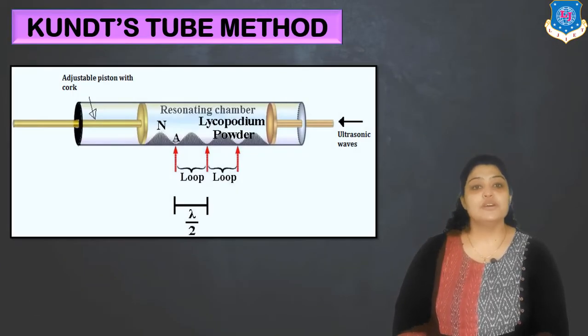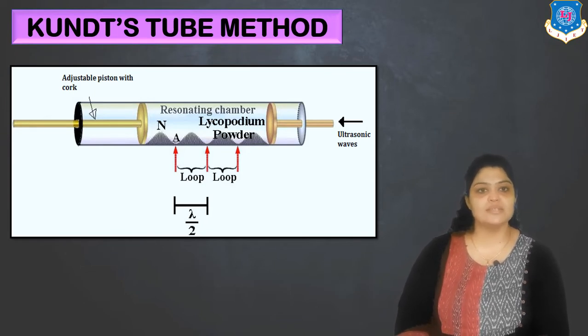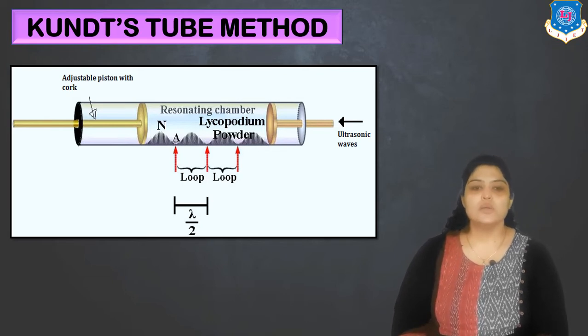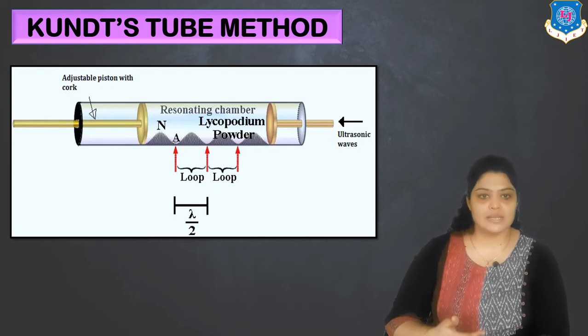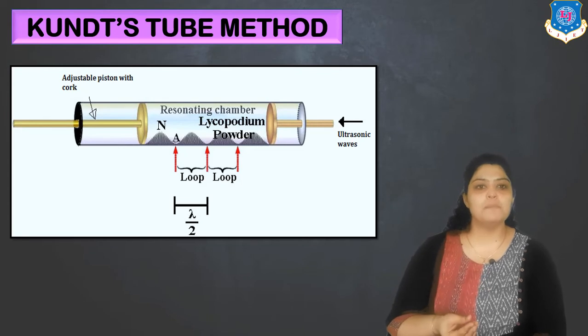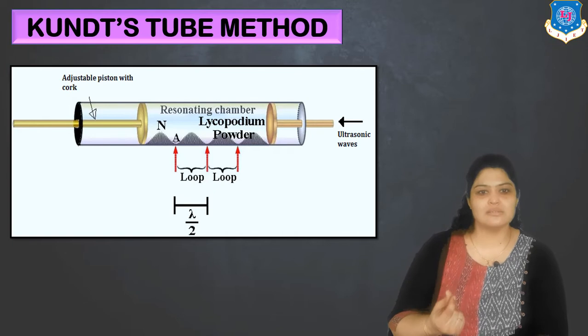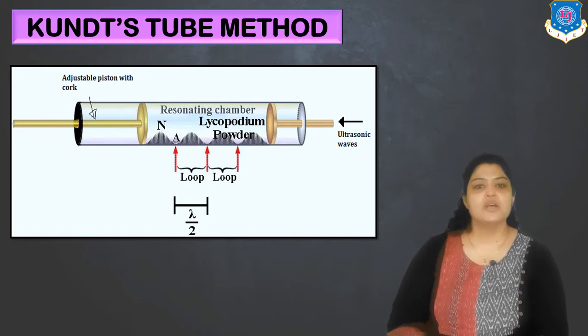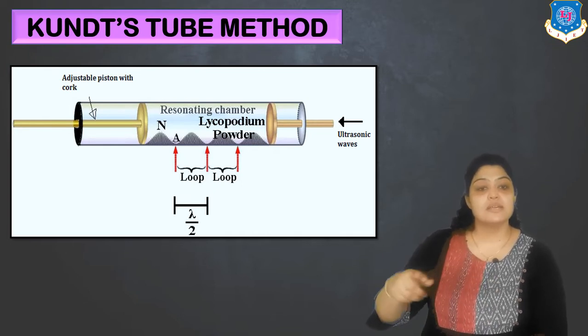Now moving on to the fourth method, the most commonly used and, I would say, the most effective method, the Kundt tube method. This method consists of a glass tube. Why do we need a glass tube? Because we are using lycopodium powder, or you can say cork powder. It's just like husk or woody dust. Due to the ultrasonic waves, lycopodium powder will move in such a way that it forms heaps.